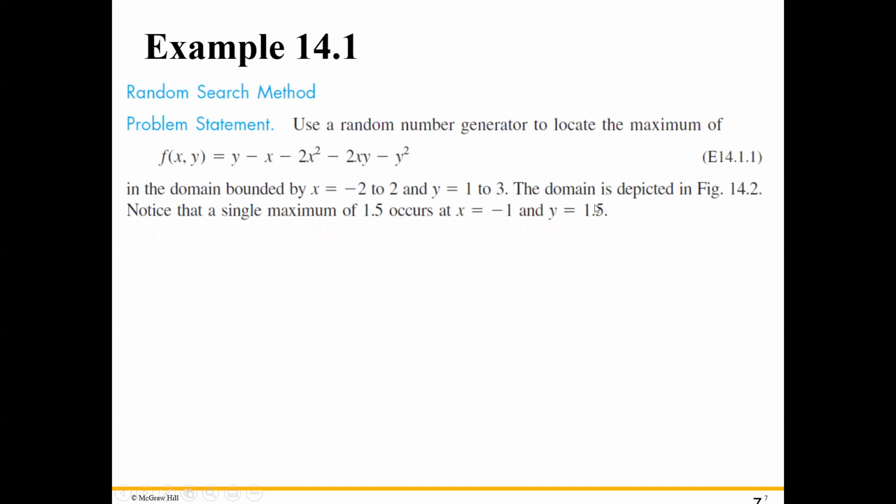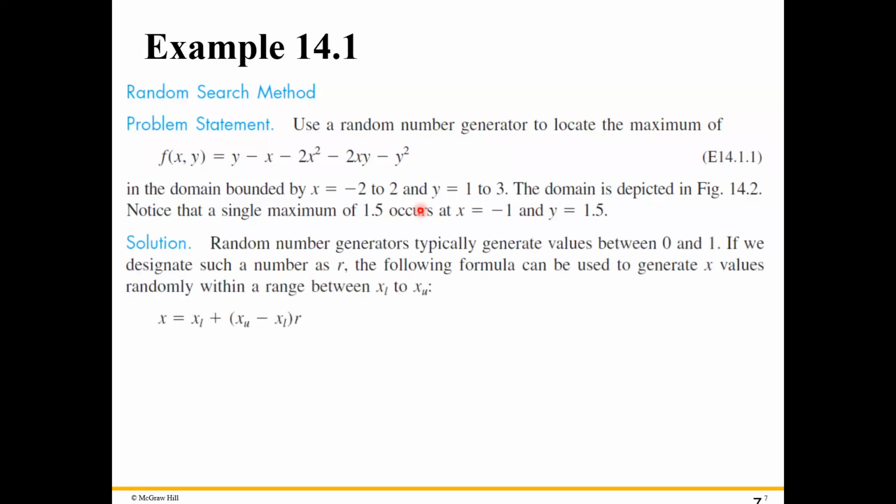The domain is depicted in figure 14.2. Notice that a single maximum of 1.5 occurs at x equal to minus 1 and y equal to 1.5. Anyway, in this method we want to find its maximum value. Although we know that its maximum value will be about 1.5, which will occur at x equal to minus 1 and y equal to 1.5, since we want to apply this random search method, we want to know whether we can come close to these values or not.